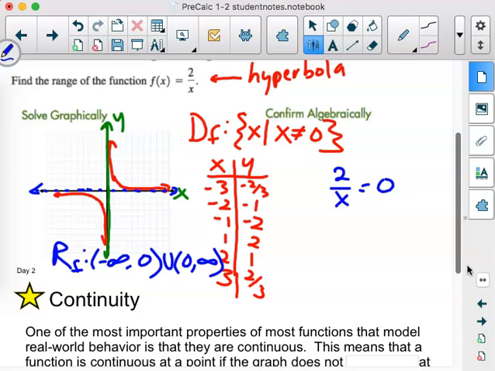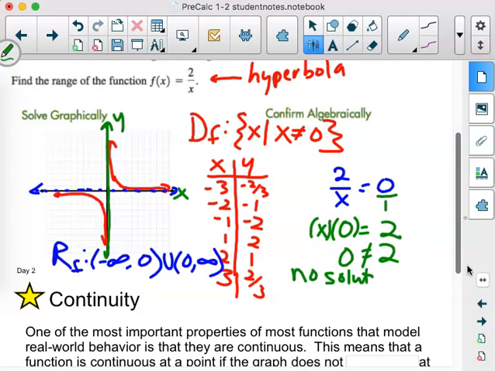So we want to figure out, when will 2 over x equal 0? Well, that's really close to a proportion. Let's put a 1 under there and let's cross multiply. 0 times x is 0. 0 does not equal 2. Yeah, it can't happen. This has no solutions. So we're basically confirming algebraically what we see there.